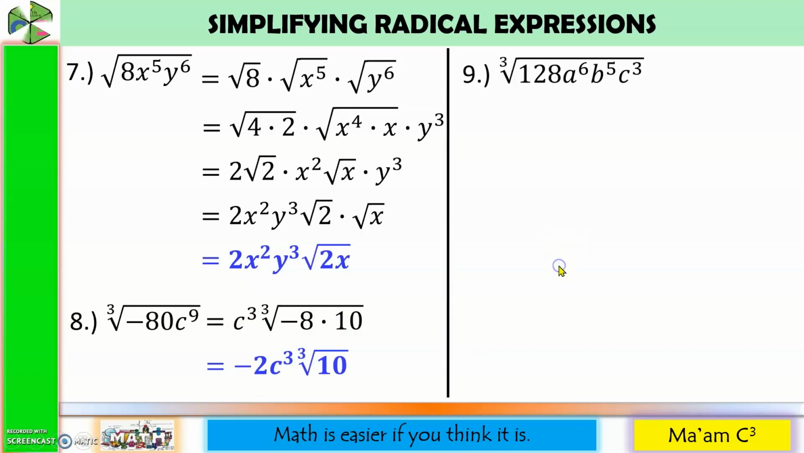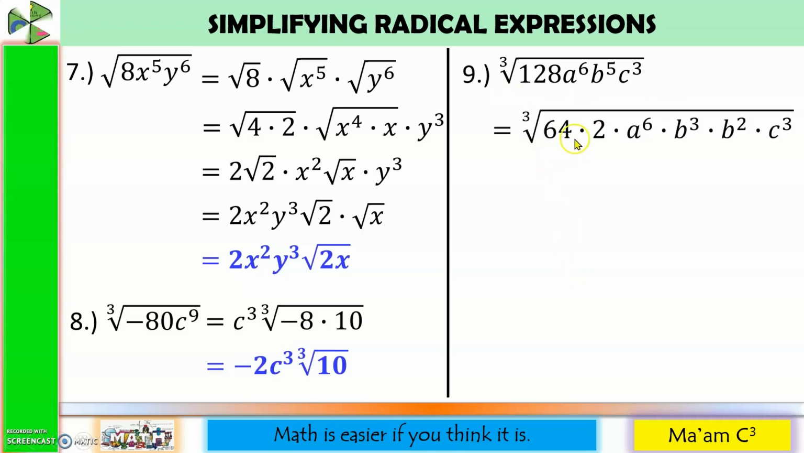Next one, number 9, the cube root of 128, a to the 6, b to the 5th, c cubed. Let me rewrite this as 64 times 2 for 128, and then a to the 6, copy as is because 6 is divisible by 3. Then b to the 5th power as b cubed times b squared because 3 is divisible by 3, and then copy c cubed. The cube root of 64 is 4.